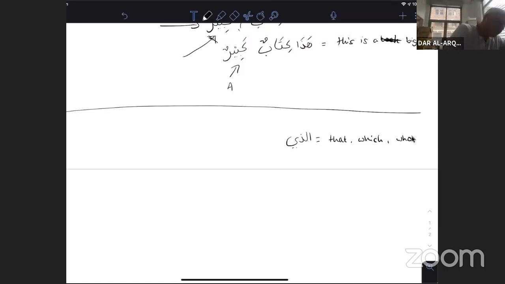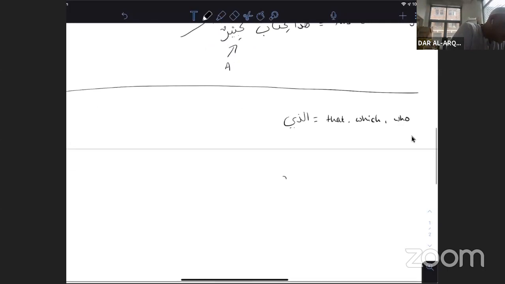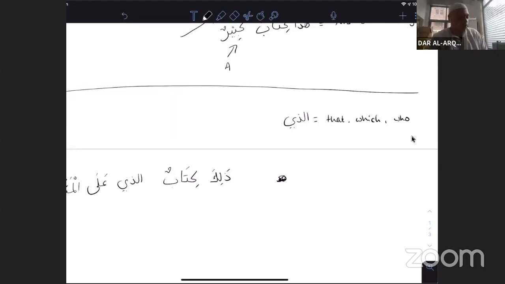So let's write an example. هذا كتاب, or no, let's write ذلك كتاب الذي على المكتب. ذلك كتاب الذي على المكتب. That is a book that is on the desk.